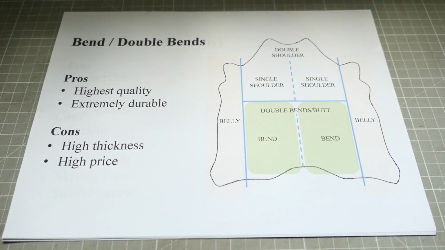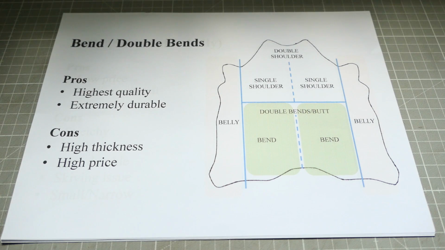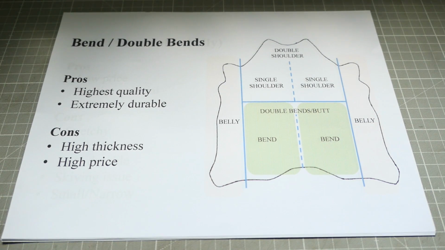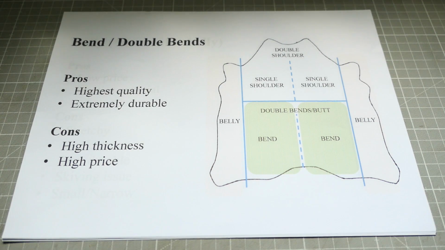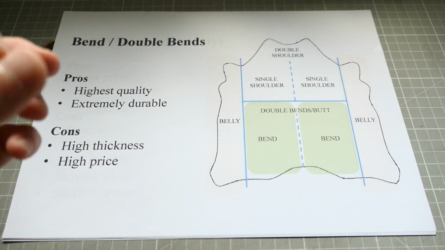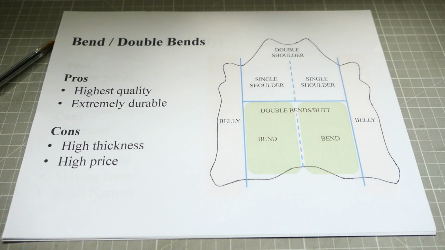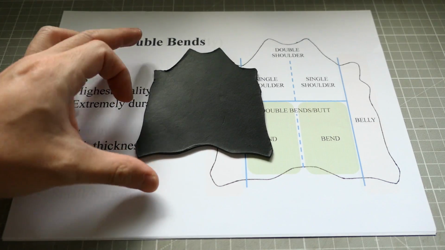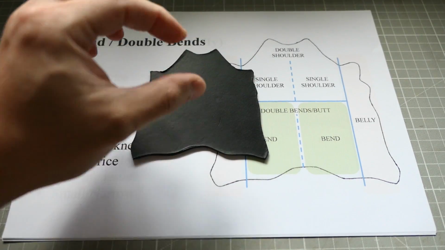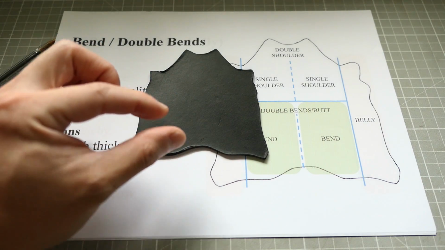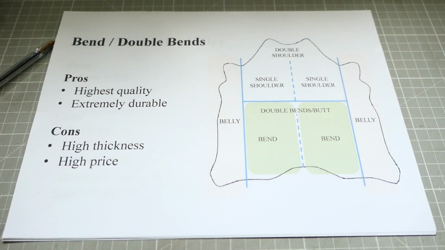So finally, the bends area. The bends and the double bends are the most valuable, highest quality, extremely durable, one of my favorites, but it's quite expensive, I should say. In the bends section, the grain layer is much thicker, and the corium section of the leather is also thick. The shoulder, the bends and the belly all have different grain thickness and different corium thickness as well. The bends and double bends have the densest, also the thickest grain.